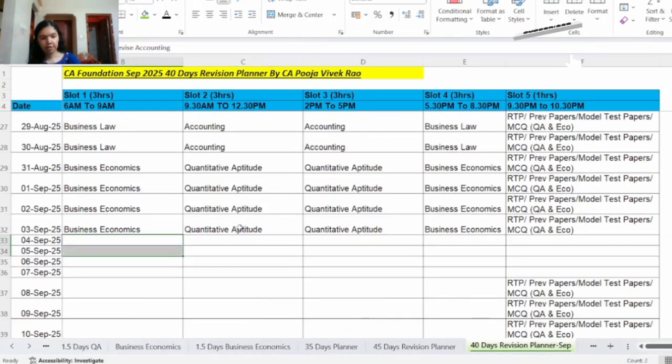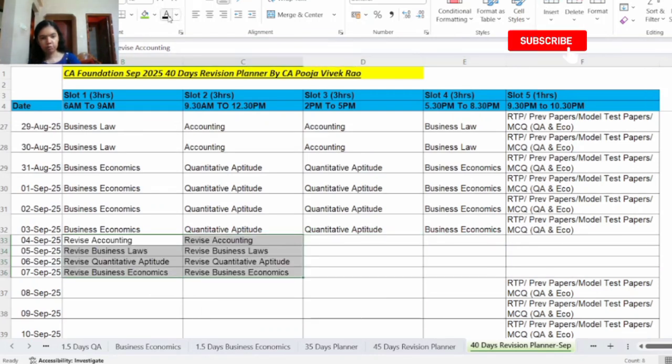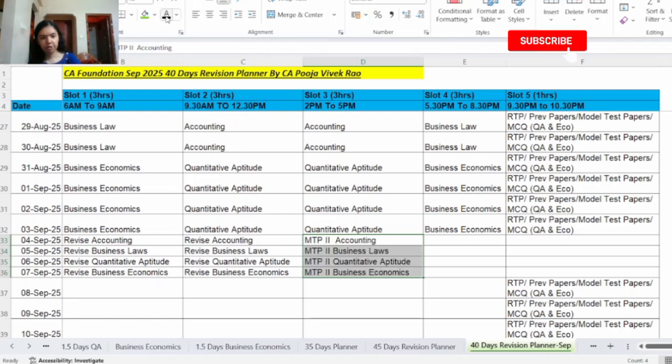So from 4th September to 7th September, this is the next part of your study plan. Here you will be revising the subjects on each of the days in slot 1 and 2. So in slot 1 you will revise accounting, in slot 2 you will revise business law and so on. And in slot number 3 you will be attempting the mock test paper series 2. And the same rules will be applicable that we discussed while discussing the mock test paper series 1.